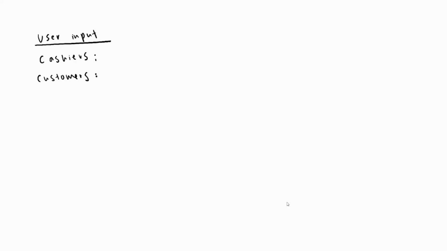Let's first think about what we're simulating and what it's going to look like. So our user will be able to input two different numbers. The first one is the number of cashiers. Let's say this is 2. And they're also going to be able to input the number of customers. Let's say this is 5. What it's going to look like is there's going to be a long counter. And there's going to be 2 cash registers, since they inputted 2. They're going to be numbered 1 and 2. And this is going to be the front of the line over here.